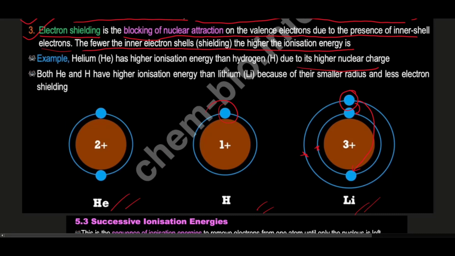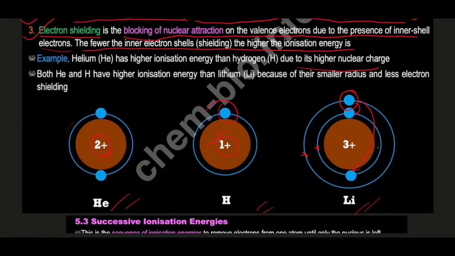Here the radius factor is not taken into consideration. Then electron shielding is not taken into consideration because there are no inner shells. This is the only shell present, right? The only factor taken into consideration here is nuclear charge, because the nuclear charge is not the same. Did you understand? That's what I'm trying to say.